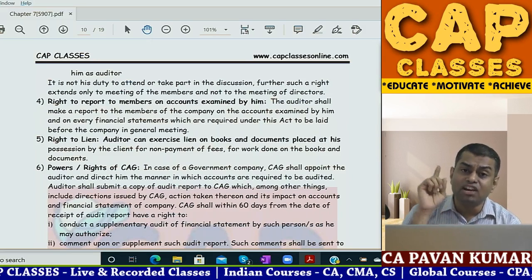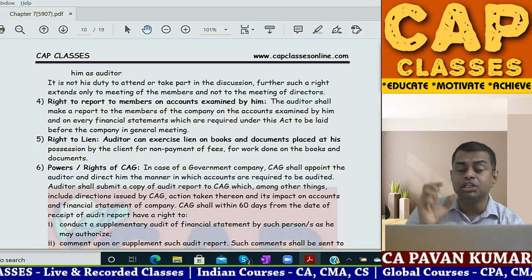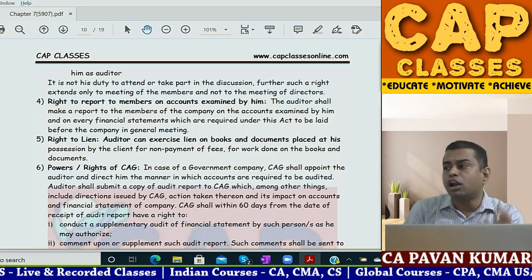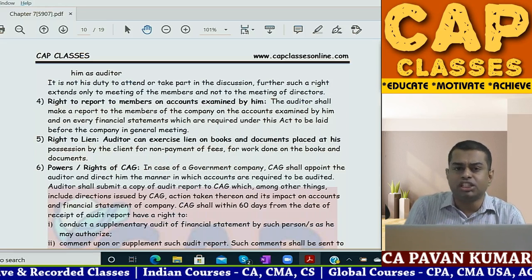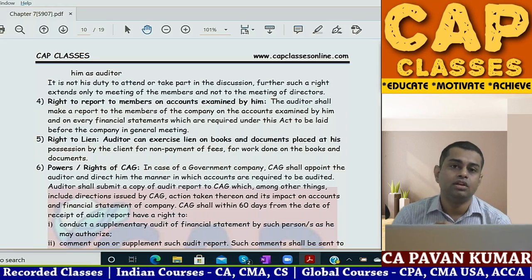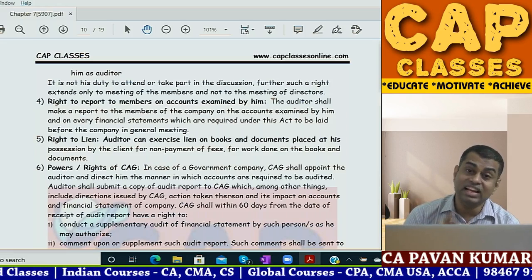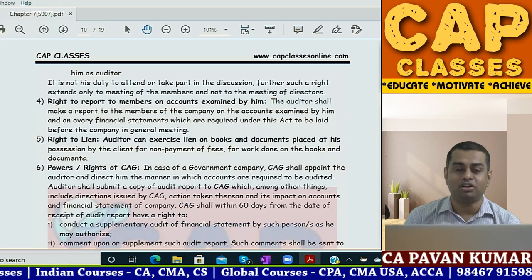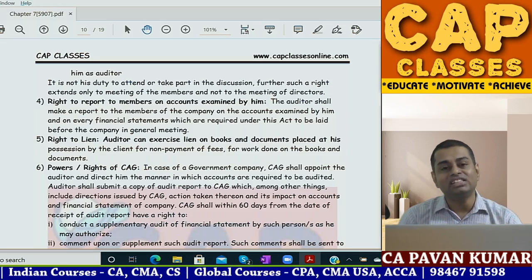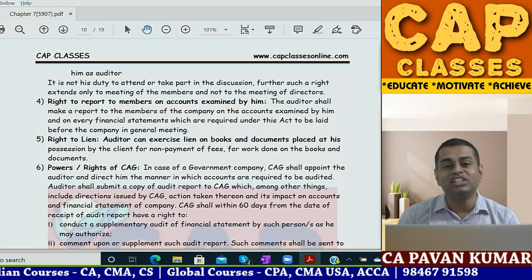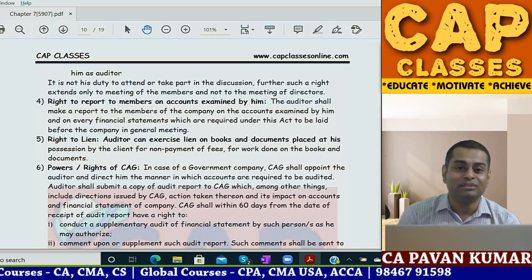It is something like in the Contract Act, bailment and pledge: you worked on something and if you are not paid, you can hold the possession, no? That lien it is. The lien can be exercised only on the books of account. The lien cannot be exercised on the audit report. The lien cannot be exercised on audit working papers also, because working papers are your papers only.